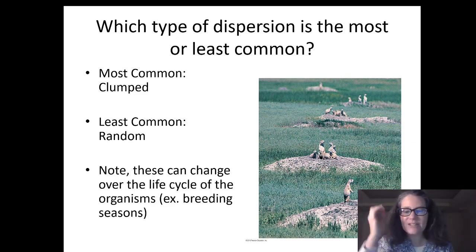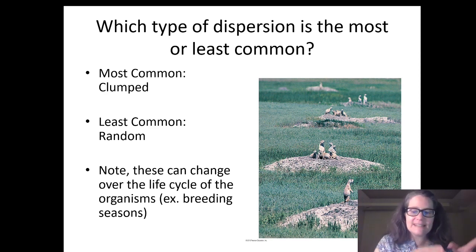However, I do want to note that dispersion patterns do change across the lifespan of an organism. And so breeding seasons can bring things together that aren't normally spaced together, and then they space out, or maybe even mating or times of raising young can bring different groups together, and then they space out once the young have fledged or grown up, right? So these things can change how different populations space themselves over a given area.